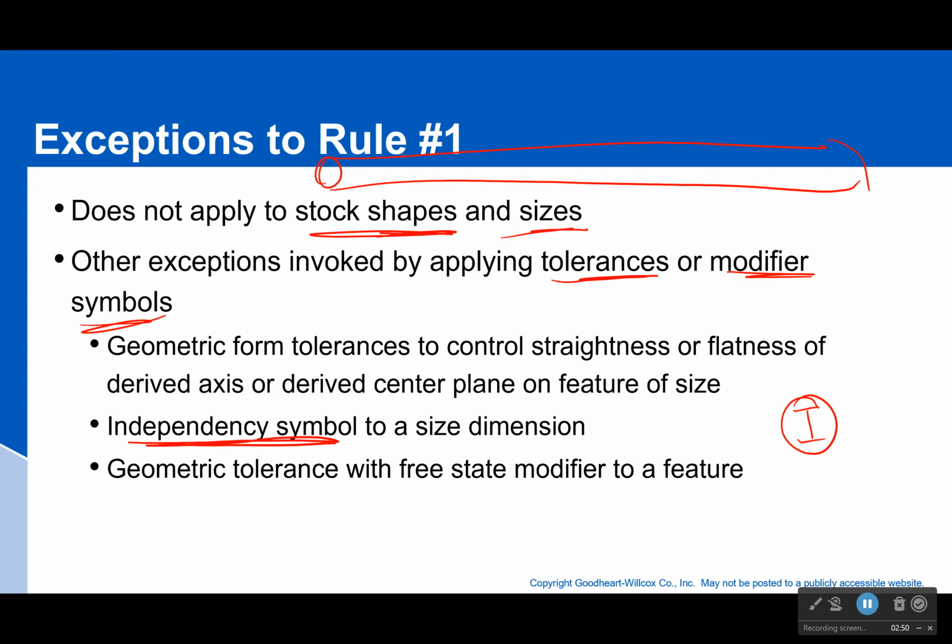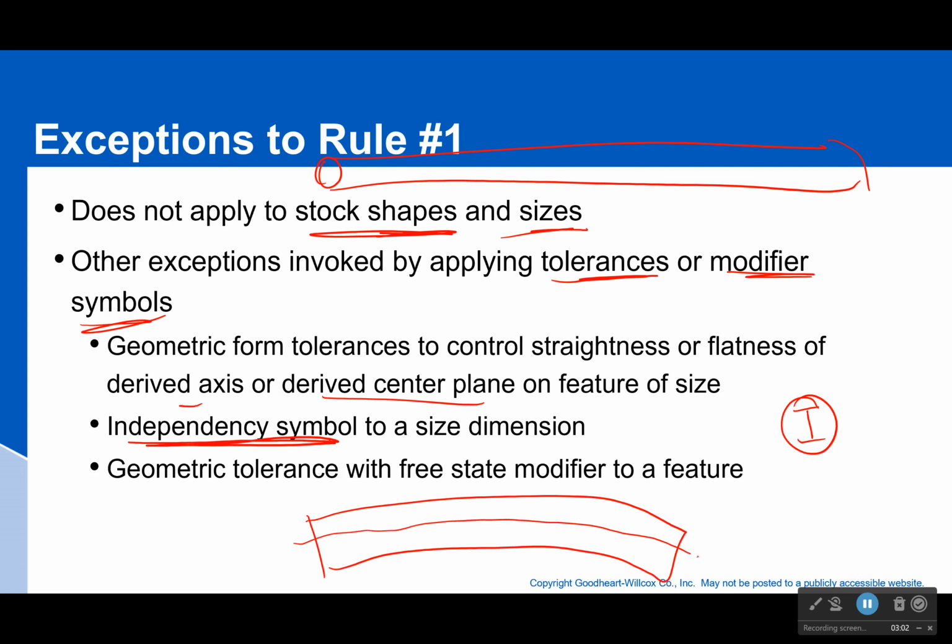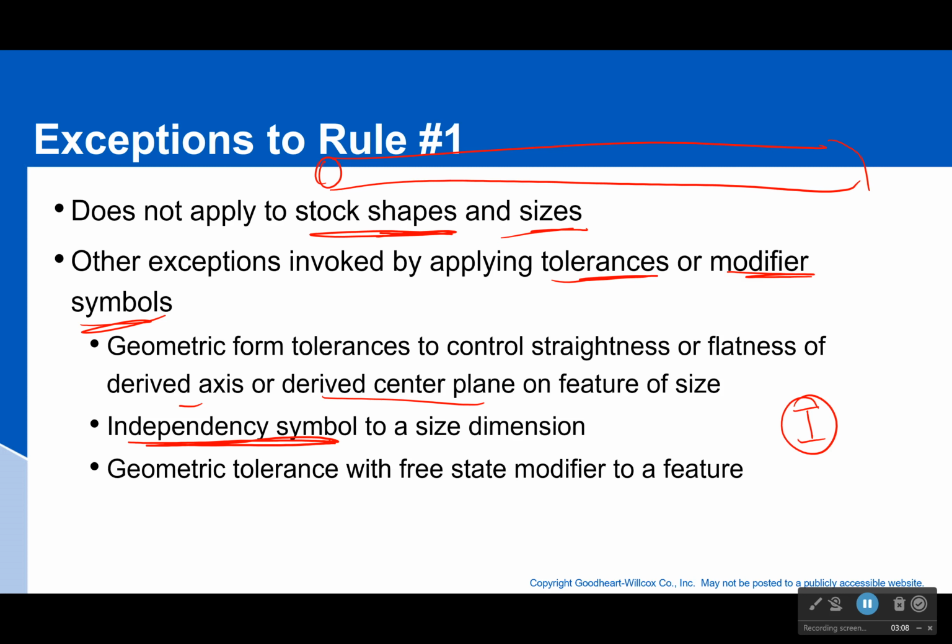There are other places where the form tolerances control straightness or flatness of a derived axis or derived center plane, which is simply saying we don't care about the surface, we care about the center plane, and then those would take into account the form variation. So there are a few exceptions here. Super long things that don't make sense to have perfect form, or using this independency symbol, which is going to be the biggest one.